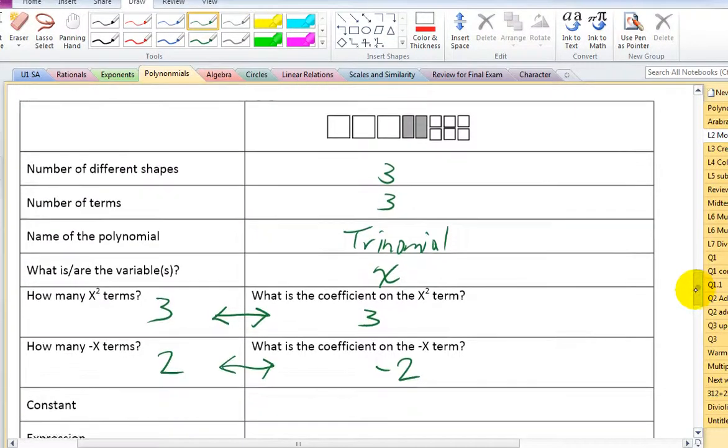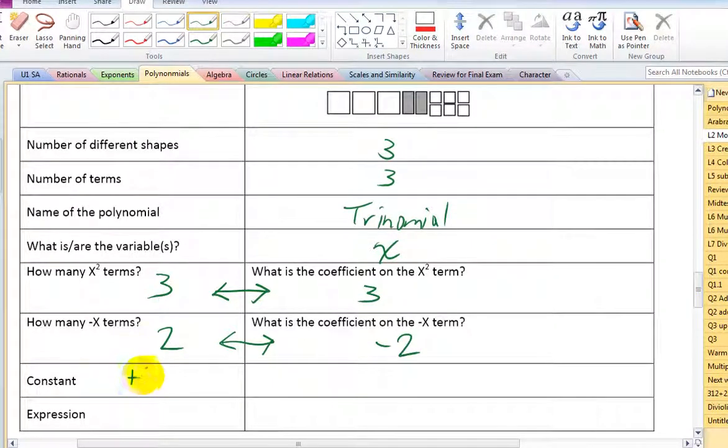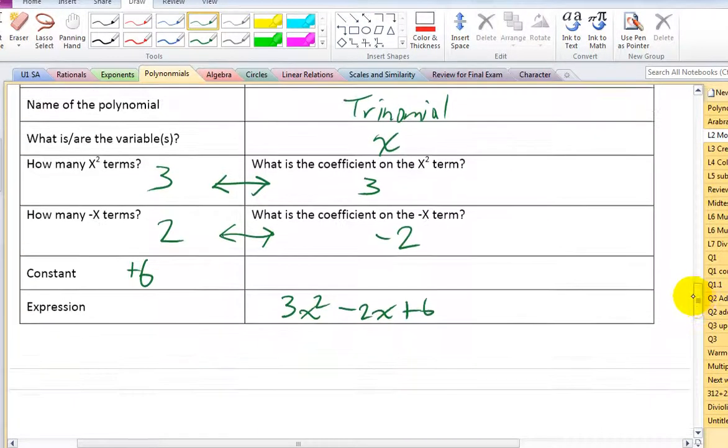Okay. What's the constant? 6. And we should put plus 6. It's very helpful to do that. Make sure you know what it is. And so what's the entire expression? 3x squared minus 2x plus 6. Any questions?